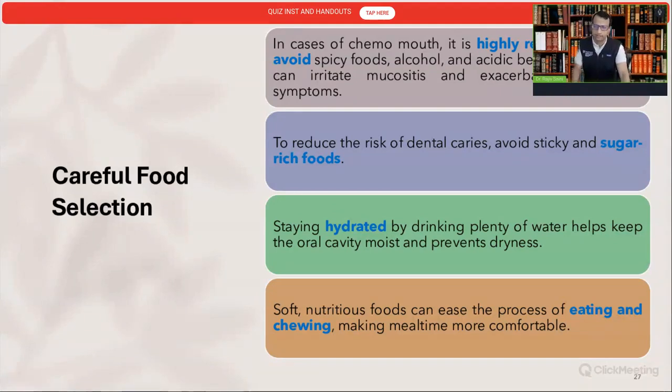Staying hydrated, nothing is better than water. So keep the hydration level high by drinking and sipping water as much as possible. It will definitely help the cancer patients in maintaining that moist level. And eating soft food, nutritious food definitely is going to help the oral health as well as systemic health in general.